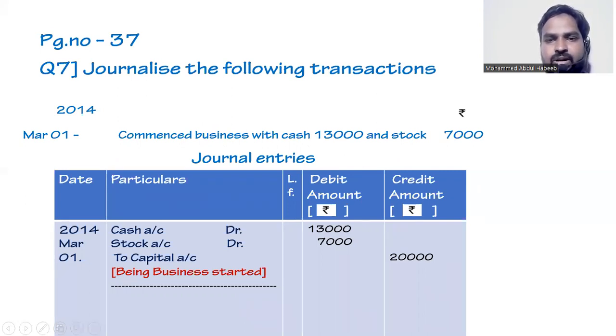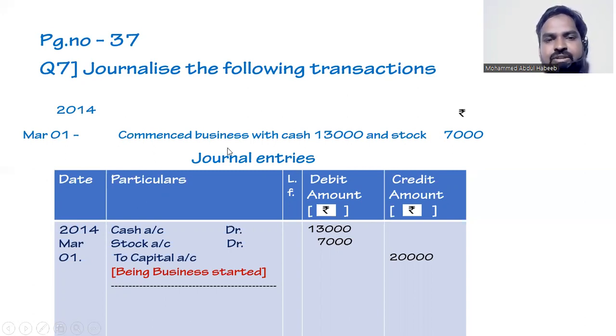We'll be discussing all the transactions individually, and at the end of the video we'll see how our solution should appear. So here the heading will be taken as journal entries, and the format for journal entries is date, particulars, LF, which stands for ledger folio, debit amount rupees, credit amount rupees. Our problem is starting on 2014 March 1. So here the date will be taken as 2014 March 1.